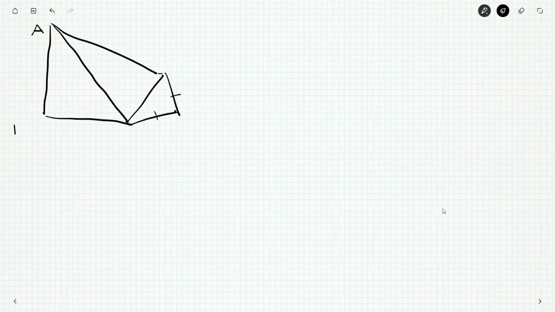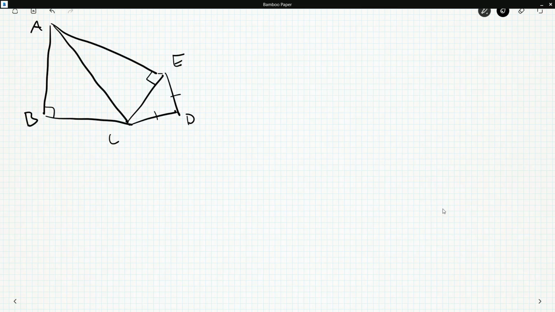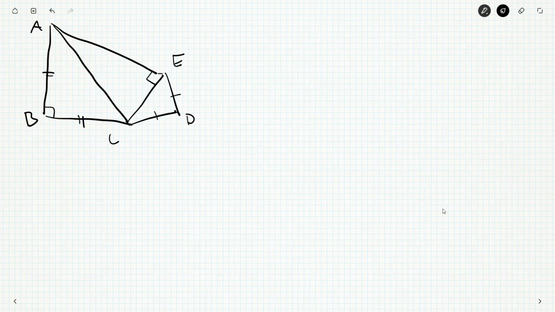So we have A, B, C, right angle there, right angle. Oh wait, no, this is E, wasn't it? No wait, E was over here. Yeah, E, D, A, B. Let's just double check. Yep. All right, so we know these two are the same.